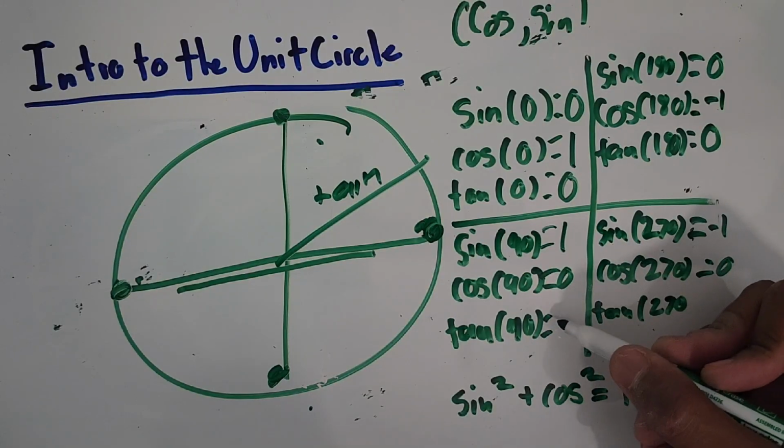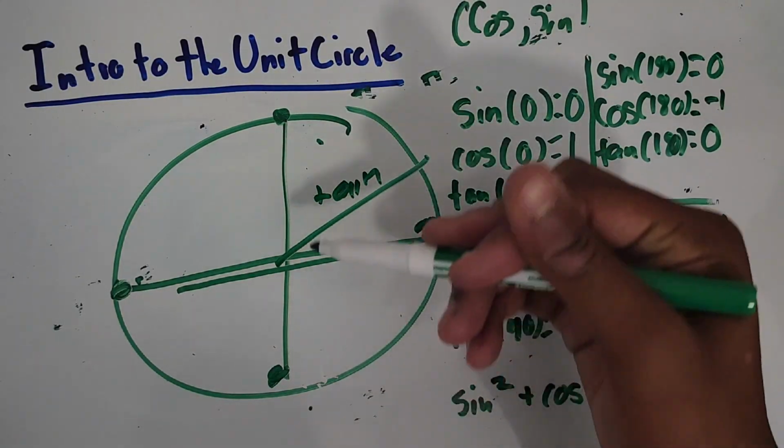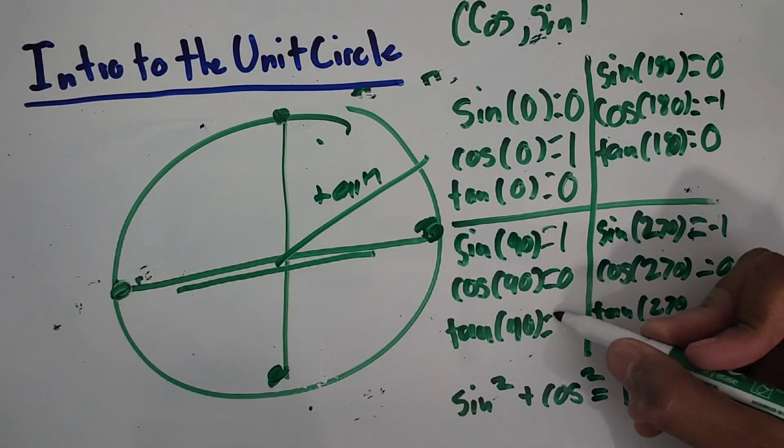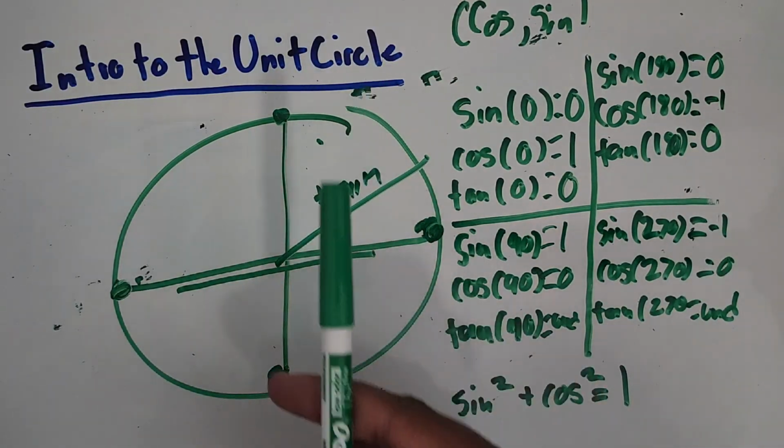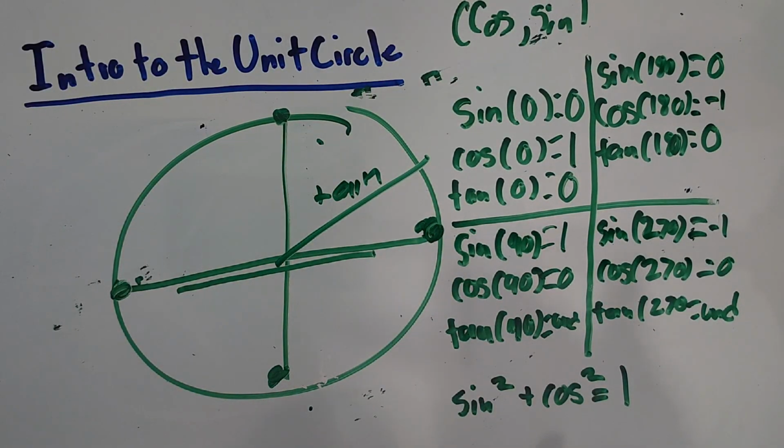But for tangent, remember, tangent is just our slope. What is the slope of a vertical line? That's undefined for both these values, because you can't have the slope of a straight vertical line. So our tangent values for 90 and 270 degrees are undefined.